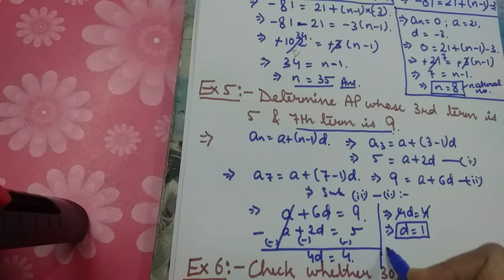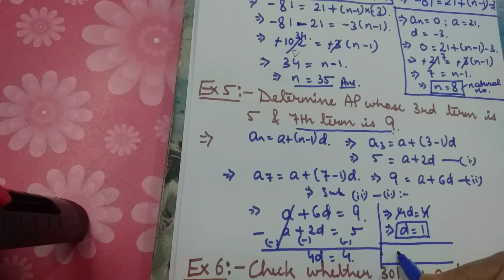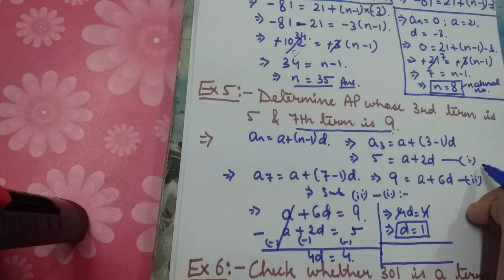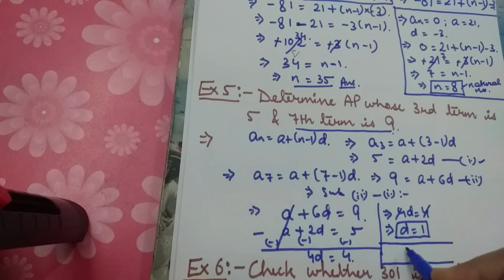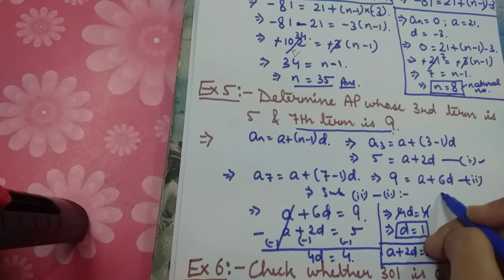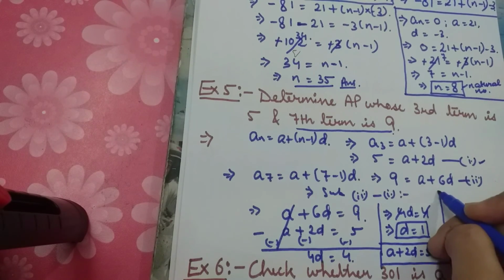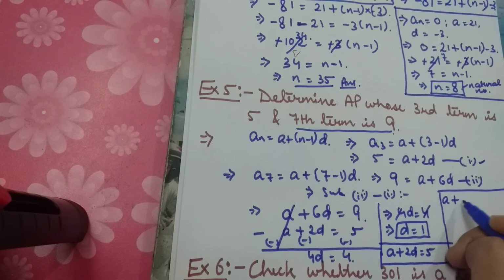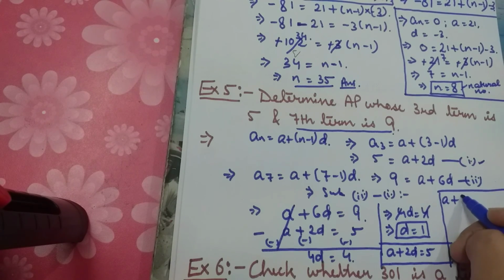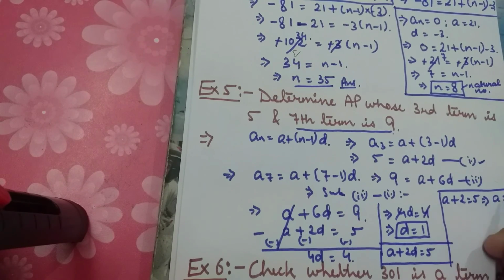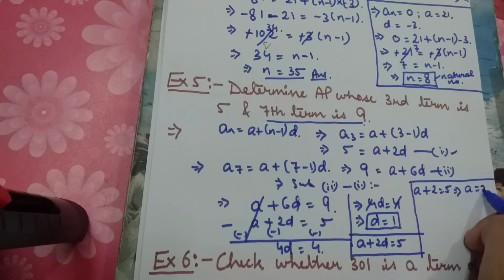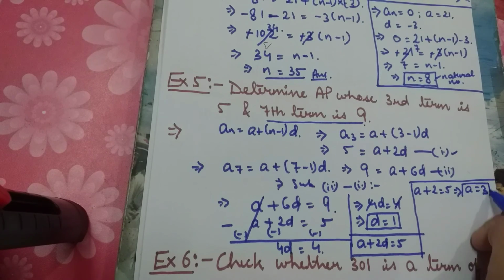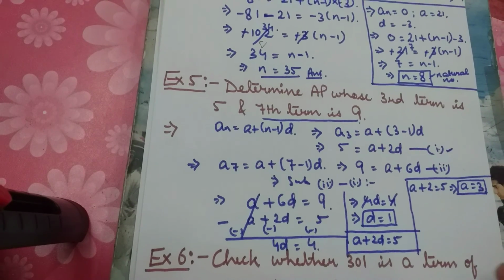Now you have to find the value of a. So how can you find the value of a? Just put the value of d in your first equation. So a plus 2d equals 5, it is given. Now put the value of d: a plus 2 into 1, which is 2, equals 5. So value of a will be 5 minus 2, that is 3. Hope it is clear.